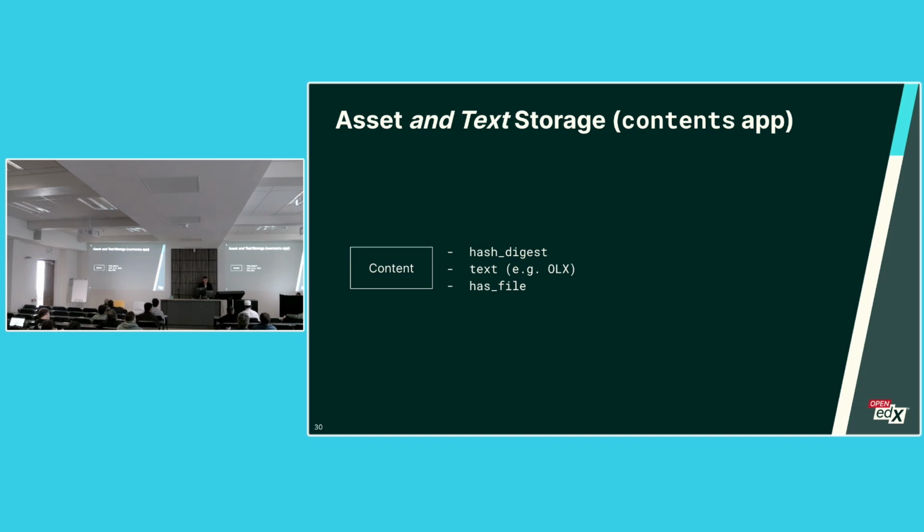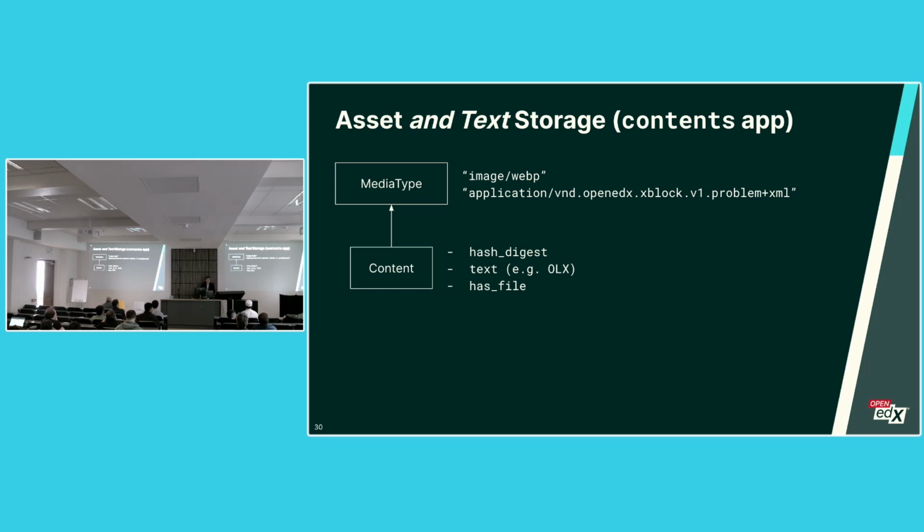All right, so here, this is going to look probably a little bit funny, but asset and text storage both happens using the same table in the Contents app in Learning Core. So there's a model called content. It's going to have a hash digest of the content to uniquely identify it. It has an inline text field where you can store text information like OLX. And it has a separate indicator to say whether or not there is a backing file.